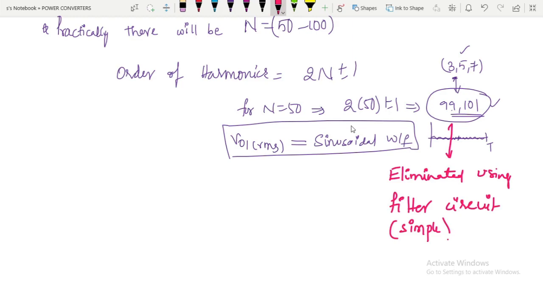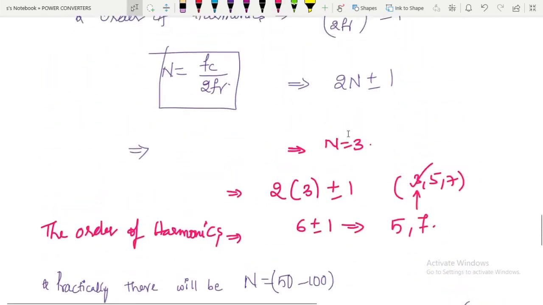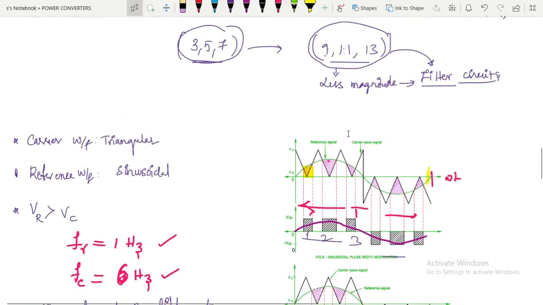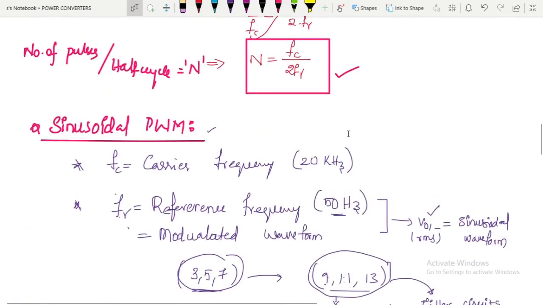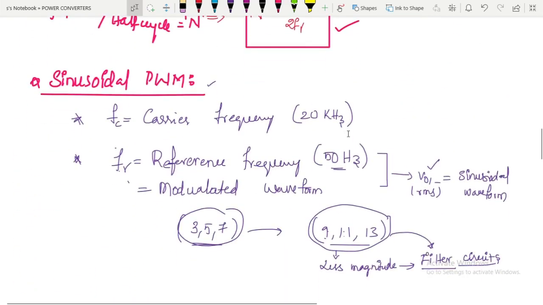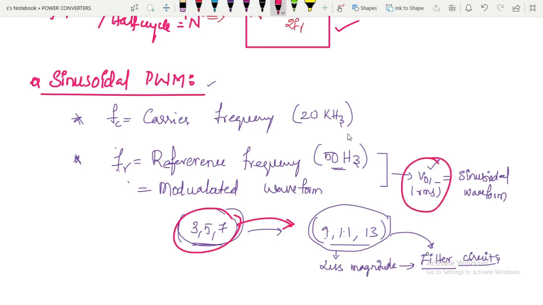Okay, so this is about sinusoidal pulse width modulation. The entire aim of sinusoidal pulse width modulation is to change the dominant harmonics to very higher order harmonics which have very little magnitude, and to make the fundamental output RMS voltage almost equal to a sinusoidal waveform. Okay, so this is about sinusoidal pulse width modulation. I hope you understand. Thank you.